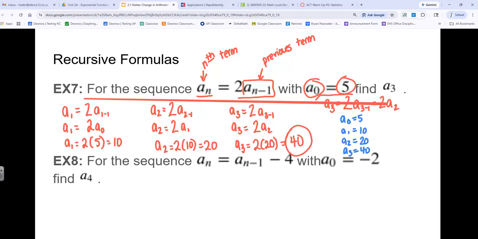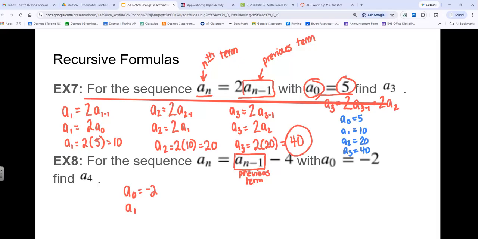So if we look at example 8, I can see that I have a recursively defined function here, and I've got a sub n, which is the nth term, equals a sub n minus 1 minus 4. So that's the previous term. So when you see that a sub n minus 1, that's the previous term. So if I've got a sub 0 equals negative 2, then I can't go straight to a sub 4 because this is recursively defined. I don't have just the n to plug in.